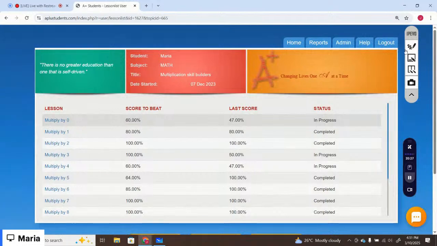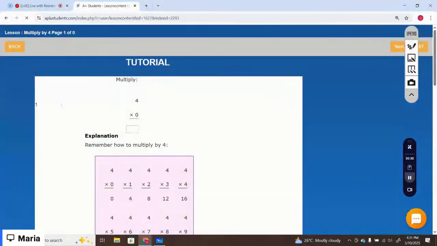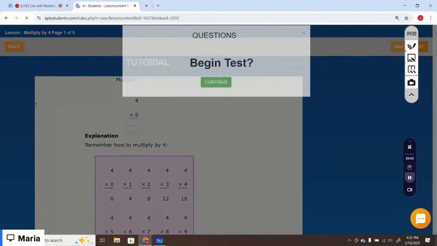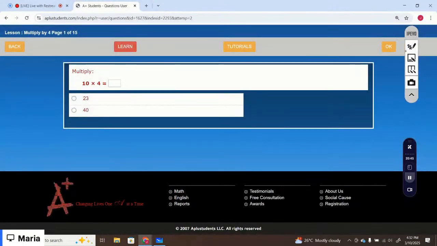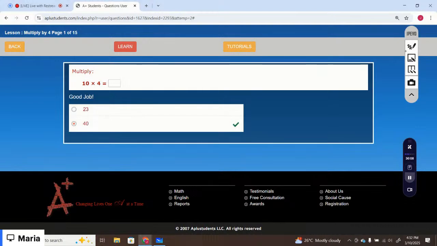The next lesson is multiply by 4. Let's just start with the lesson. Let's just start with the test questions. Ten times 4 equals 40. Option number 2 is the correct option.